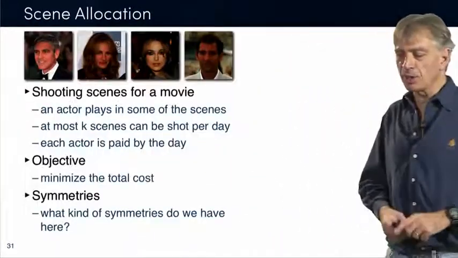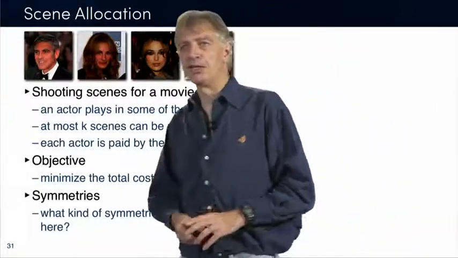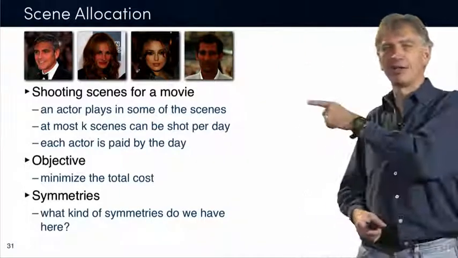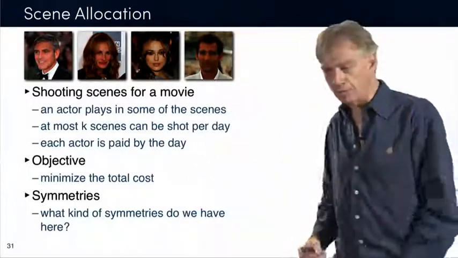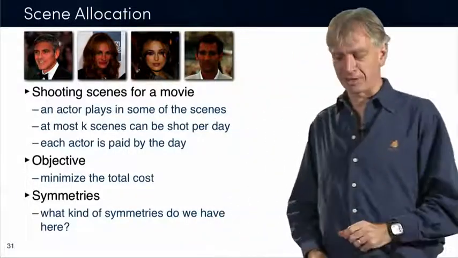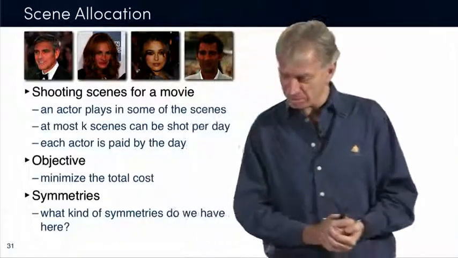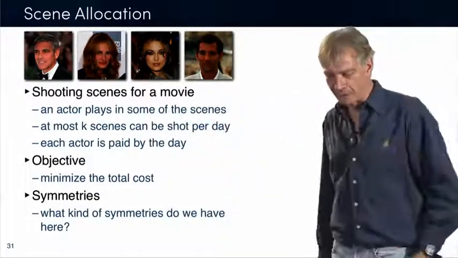And we're going to go back to this scene allocation problem. So these beautiful people, George and Julia and Clive. I like Clive a lot. He was almost James Bond, or maybe that was just a marketing ploy that he had. But he would have been a really great James Bond. Anyway, Daniel Craig is a great James Bond too. But anyway, I'm getting ahead of myself here.